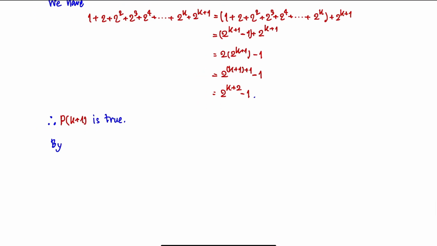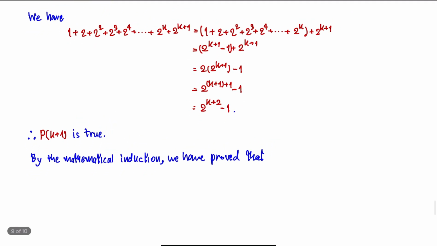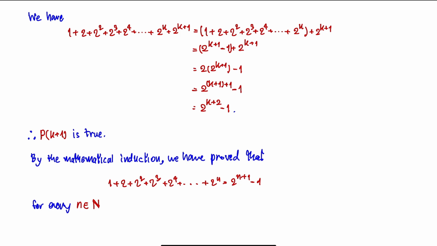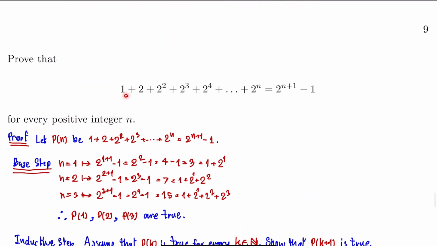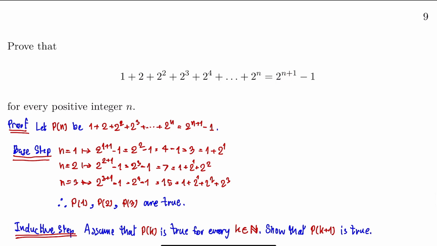So by mathematical induction, we have proved that 1 plus 2 plus 2 to the 2 plus 2 to the 3 plus 2 to the 4 plus all the way to 2 to the n is equal to 2 to the n plus 1 minus 1 for every positive integer n. That's it for this video.